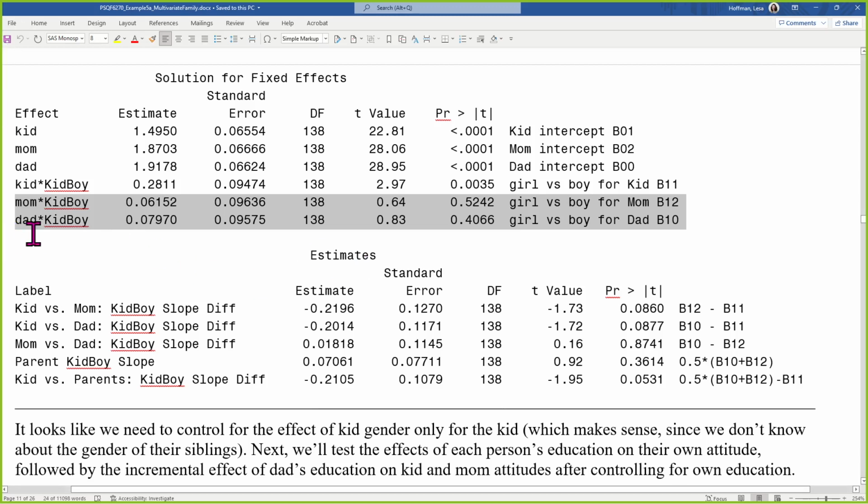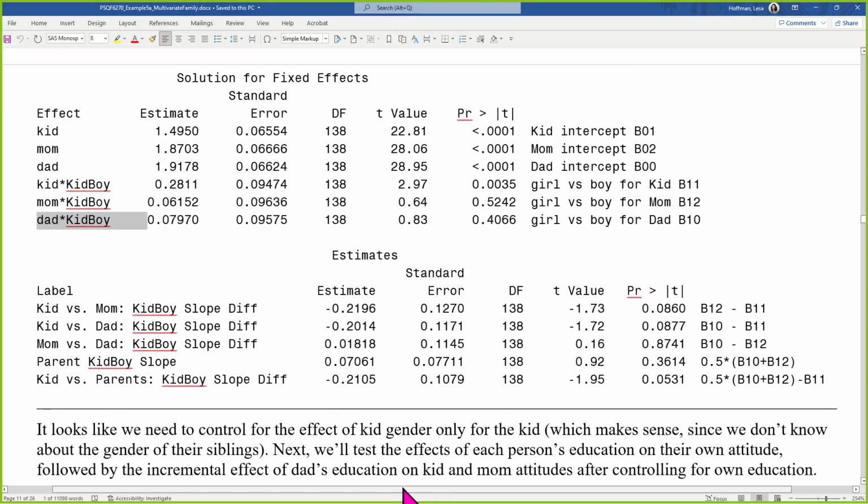This is a main effect. It looks like an interaction. I know, this is like linear models on steroids here. This dad is not a predictor, it's a switch, because it's controlling which rows get predicted by kid boy. So what I have here are 3 intercepts and 3 main effects.